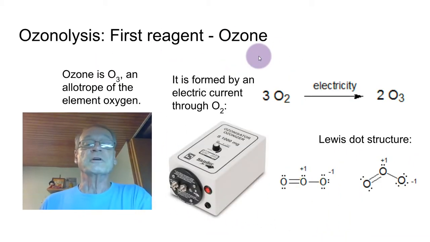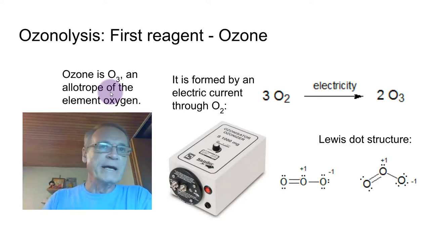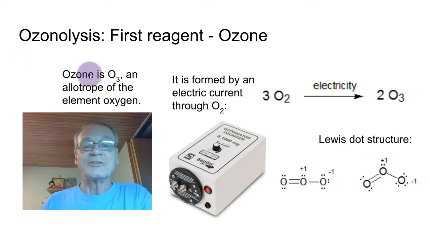Let's look at the first reagent of ozonolysis. It's called ozone. As I said, it's an allotrope of the element oxygen. Allotrope just means a different form of an element. So think diamond and graphite, different forms of the element carbon. This is different forms of the element oxygen. O3 is a gas, just like O2 is a gas. And it's formed by running electricity through a sample of oxygen.